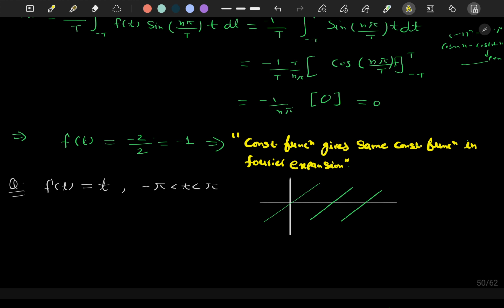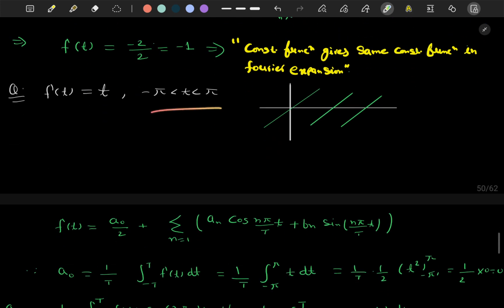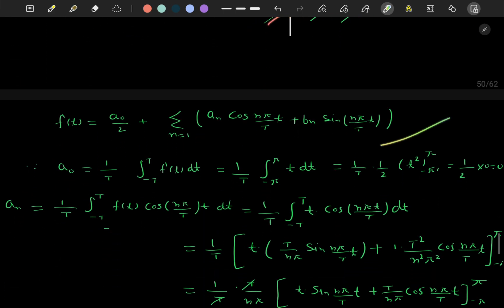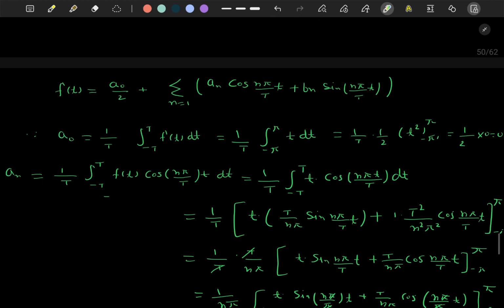Remember that. Now we have another example, f of t equal to t, period is minus pi to pi, which means the whole period is 2 pi, and if we draw the graph, we have this graph of the function, y equal to f of x. This is the graph. Now we know f of t equal to a naught by 2 plus a n cos n pi t by T plus b n sin n pi t by T, a naught equal to 1 by T integral from minus T to T f of t dt. Here we put the function in place of f of t, t dt, with limits minus pi to pi.